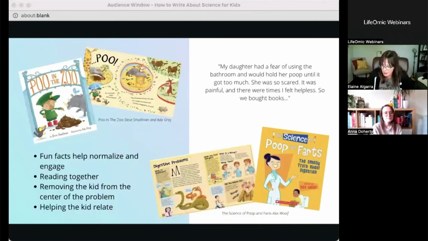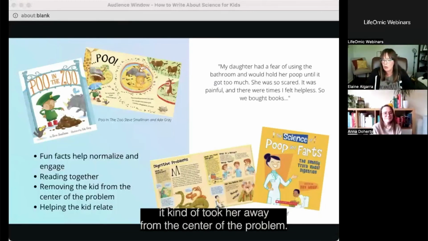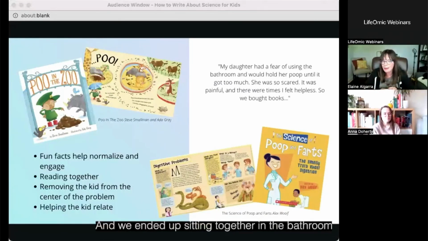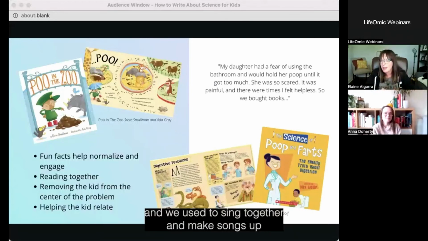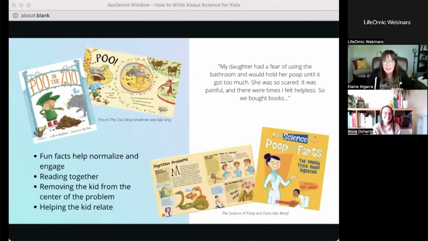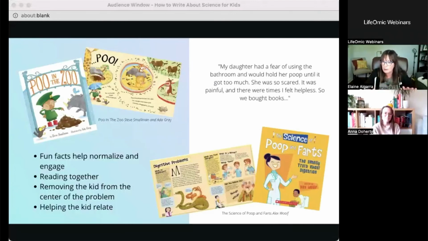We read them together. And rather than her thinking about her poop problem all of the time, it took her away from the center of the problem. And we ended up sitting together in the bathroom, and we used to sing together and make up songs about poop from all of these books that we used to read. And eventually, it worked. She relaxed and we got poop down.